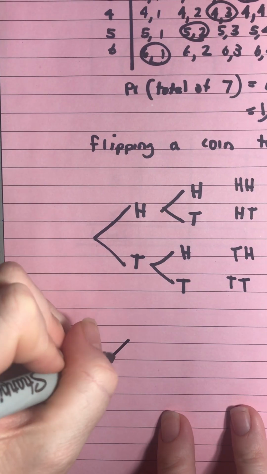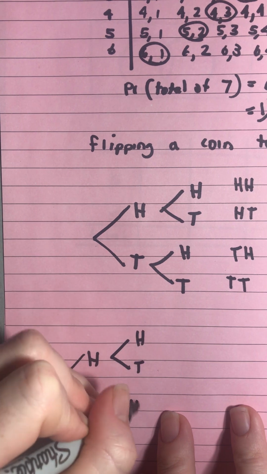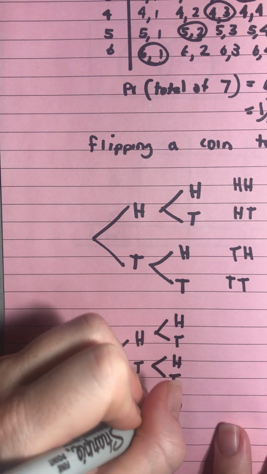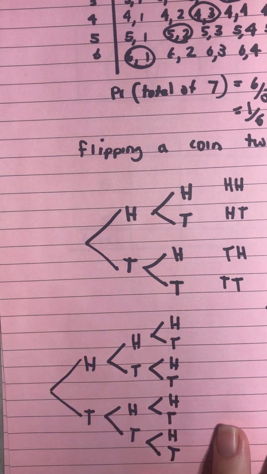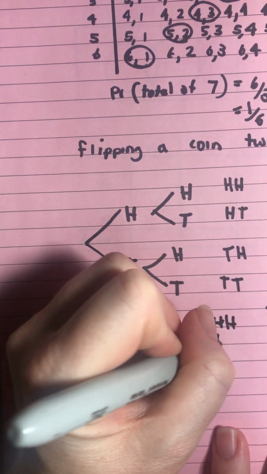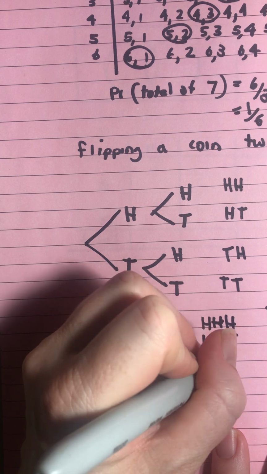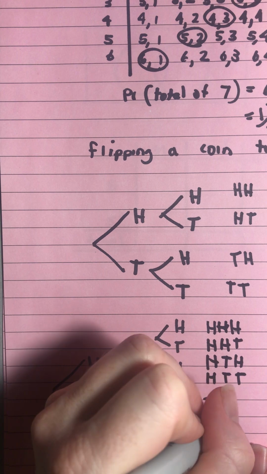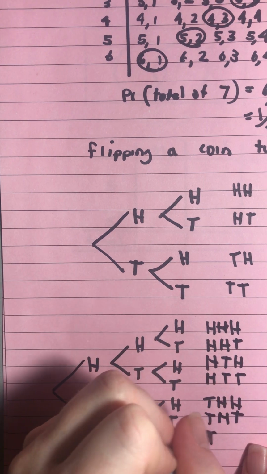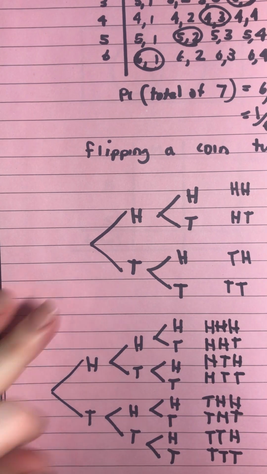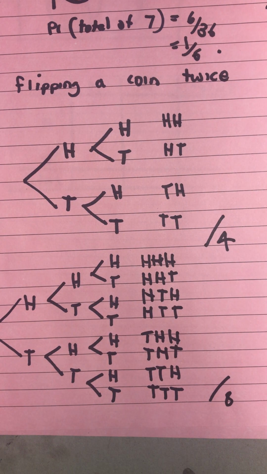we would have our head tail, branch off each of those head tail, and then branch off each of these head tail, head tail. So then when we wrote our combinations, we get H H H, H H T, H T H, H T T, and then we have T H H, T H T, T T H, and T T T. So we have a total of 8 combinations there. And then you can work out probabilities from that as well once you've got all your combinations written down.